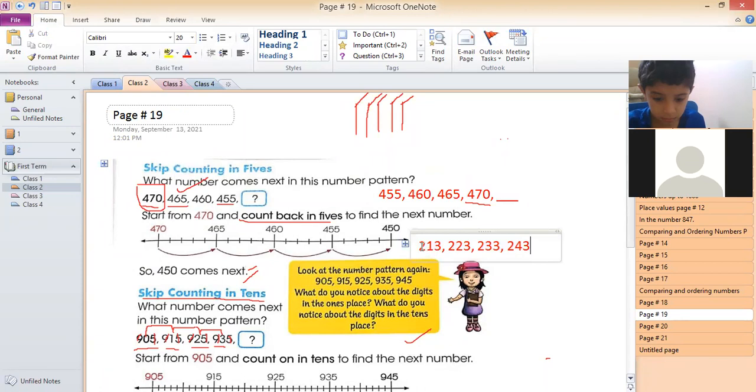So look here, guys, 2 and 3 are the same in all the numbers. The only number that changes is on the tens place: 1, 2, then 3, then 4. So can you tell me what will come next? Yes, guys, in the chat box, can you tell me what will come next in this pattern? I need your answers in the chat box.